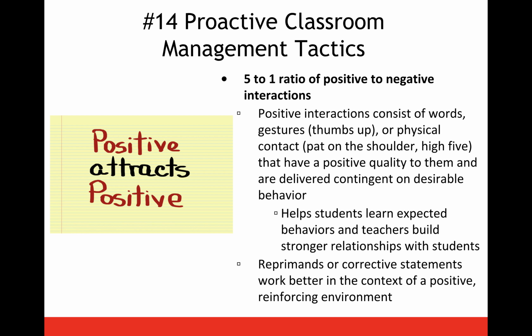The next strategy is having a 5-to-1 ratio of positive to negative interactions. When you think about supporting the needs of students with serious emotional disorders or emotional behavioral disorders, they don't want to constantly be nagged or reminded of negative experiences or challenged by punishment. So you really want to try your best to engage in positive interactions, giving them a thumbs up or a pat on the shoulder if appropriate, or a high five. You really want to have a positive quality when students are engaging in positive behavior.